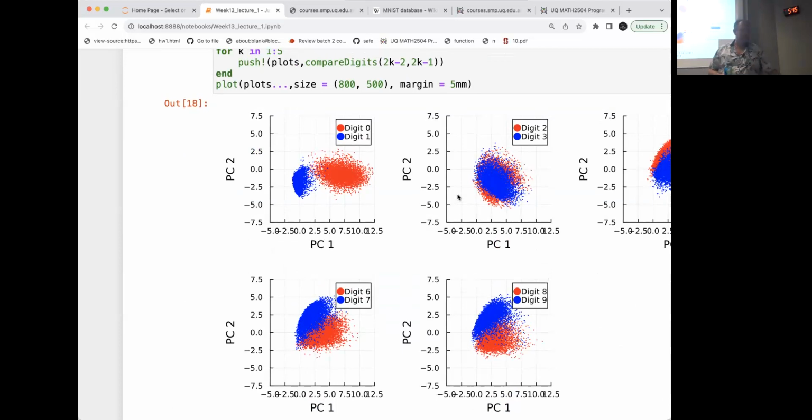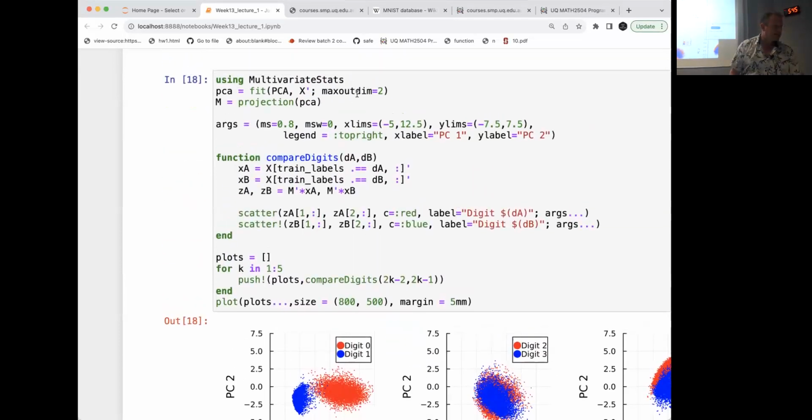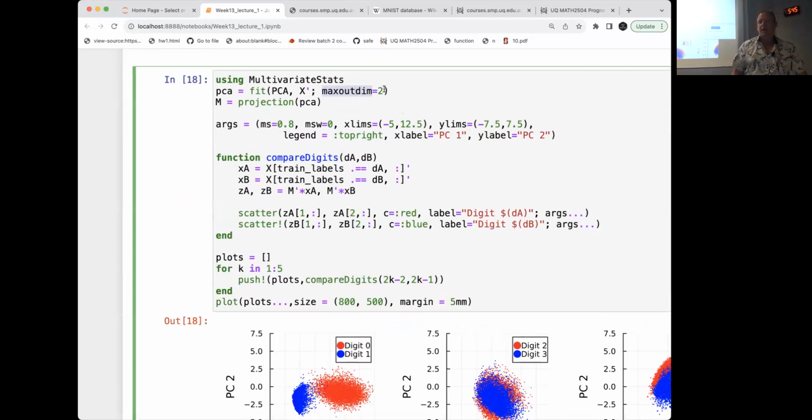Now we don't have to do PCA the way I did it here, with max dimension equal 2. If I had done PCA with max dimension equal 3 or 4 or 5, it wouldn't have been as plottable. Well, with 3 you can sort of plot it, but after that we're in trouble. But of course you might get more separation.